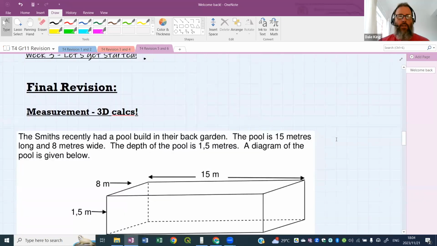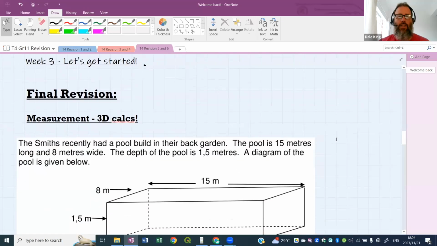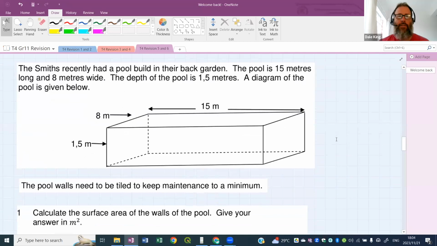All right, let's get started. 3D calculations. What do we have here? Let's have a look. All right, let's read with me now.